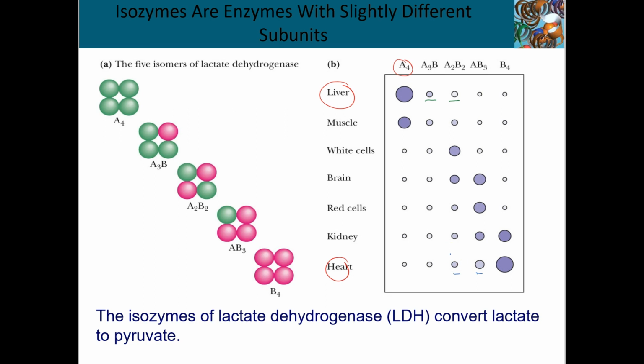So you can fine-tune the tissue's function not only by changing the isozyme itself, but the ratio of isozymes expressed in the tissue. So this is a really neat modulatory control for some of these ubiquitous enzymes.